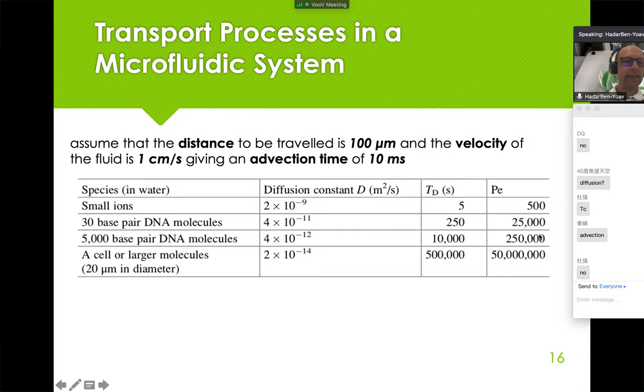And for much bigger particles, like a cell or even larger molecules, which are about 20 micrometer in diameter, you can see the Peclet number becomes very high, which means that we can neglect the diffusion, and the main part of the flow that we need to take into account for the mass transfer is the advection effect.